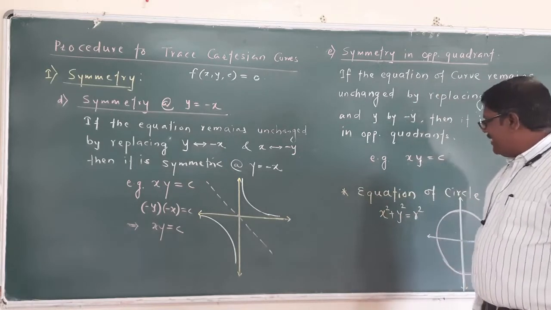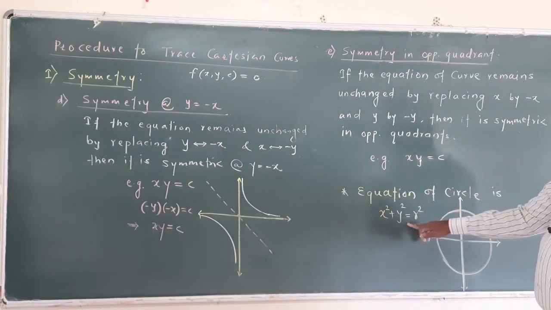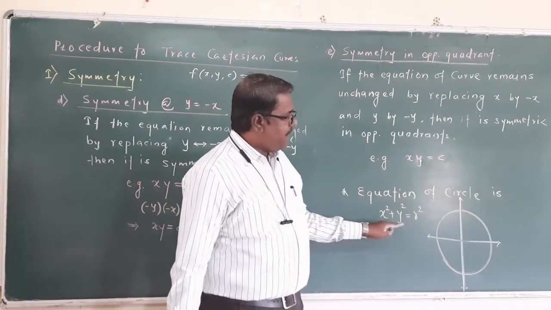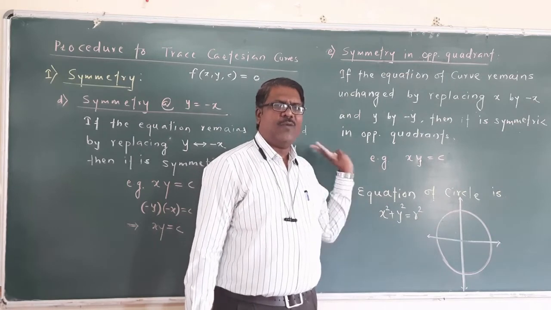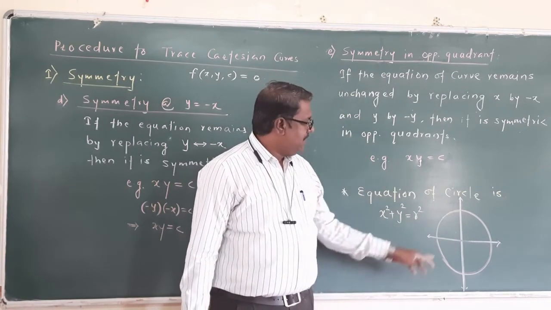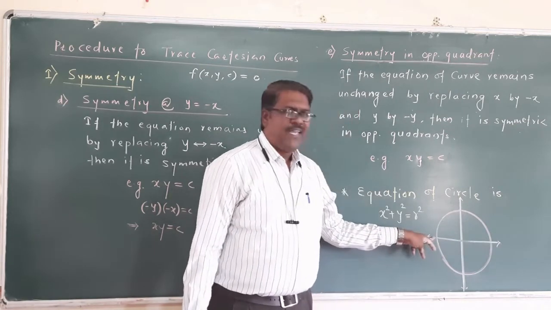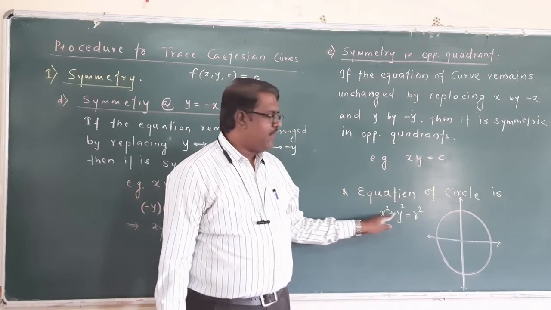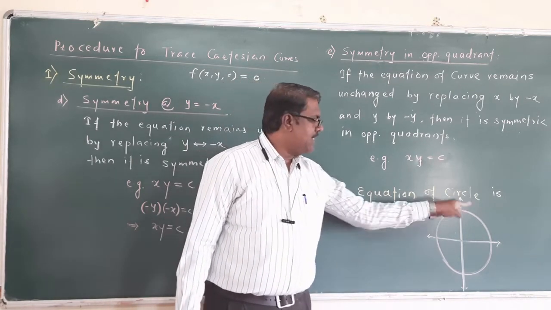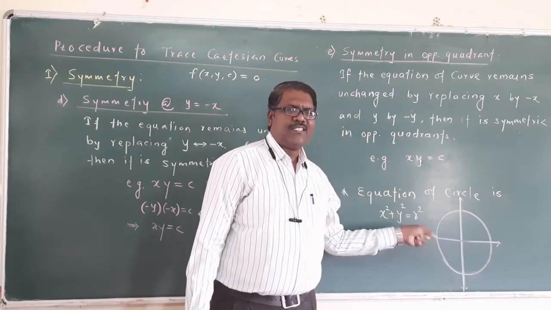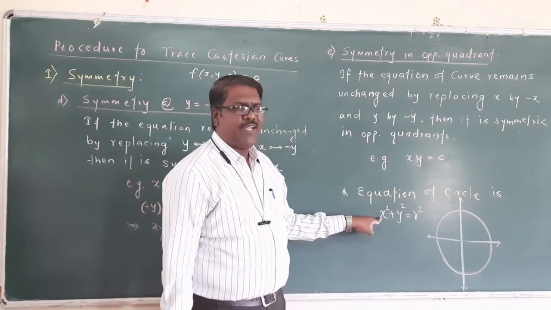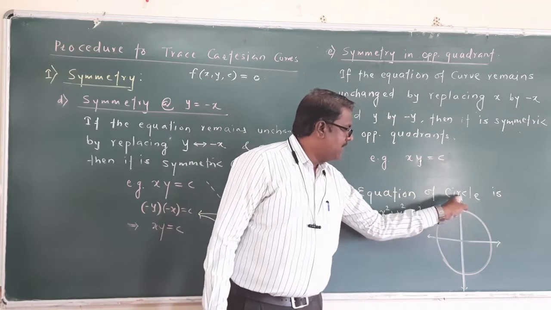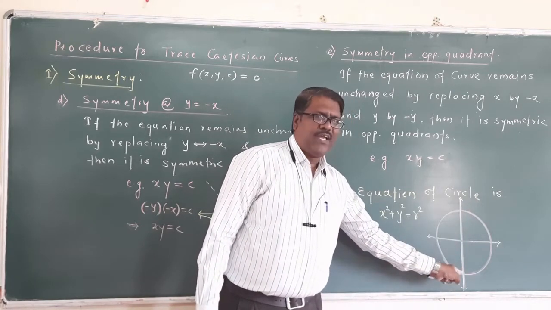Especially if I take the example of a circle, x square plus y square is equal to r square. This circle, if I see, I can check all types of symmetry. The first symmetry is, this circle is symmetric about the x-axis. Why? Because if I replace y by minus y, the equation remains as it is, and therefore the circle is symmetric about the x-axis. The second symmetry is, if I replace x by minus x, again the equation remains as it is, and therefore this circle is symmetric about the y-axis.